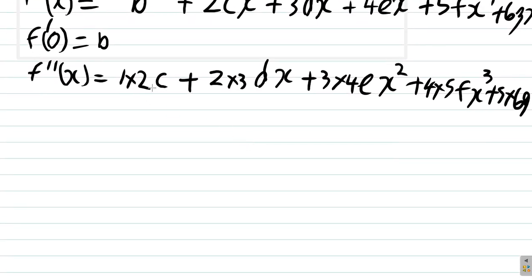So we have 2c. Now the first term. Everything else is multiplied by x. So we make x 0. So we're finding f double prime of 0. This is 1 by 2 times c is 2c plus, what happened after this? Everything else is 0. Because 2 by 3 by d times 0 is 0. 3 by 4 by e times 0 squared is 0. 4 by 5 by f times 0 cubed is 0, and so on. So all of these are zeros. So you don't have to worry about the plus part here. You see that?